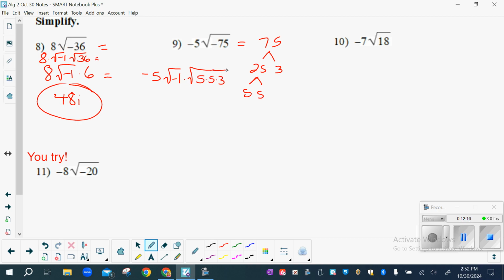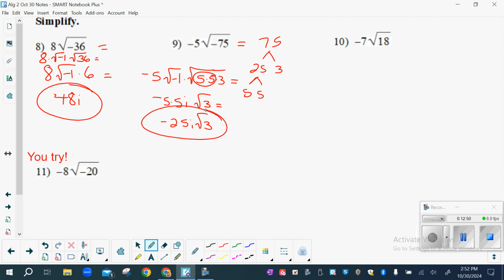Thank you, those of you who are sitting quietly. And then go ahead, Yusuf. Oh, 2 5s is a pair, so you take it out, and so negative 5 times 5. What's the square root of negative 1, Yusuf? Square root of 1 is 1. Yeah. Square root of negative 1 is? i, that's right. Negative 5 times 5i times square root 3, or negative 25i square root 3.